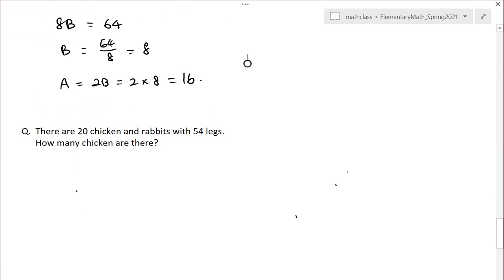There are 20 chickens and rabbits with 54 legs, okay? How many chickens are there? Try to find two different ways to solve the problem. So I'm going to ask you to do that first. This is a typical problem in many textbooks.